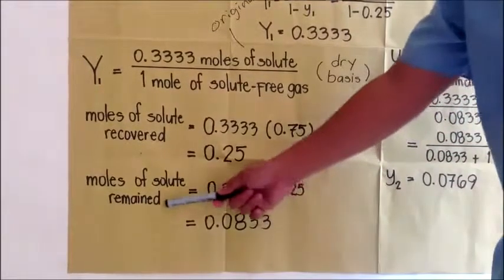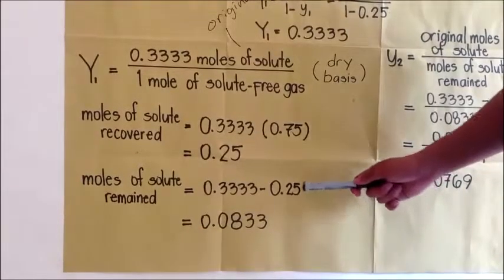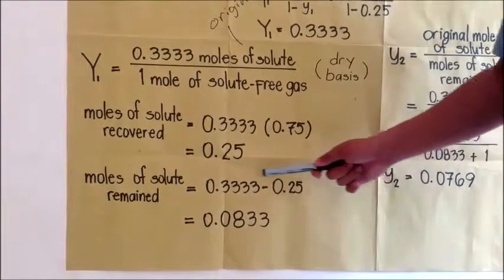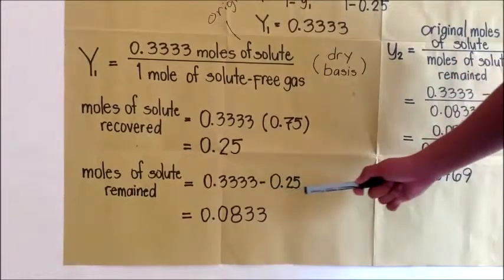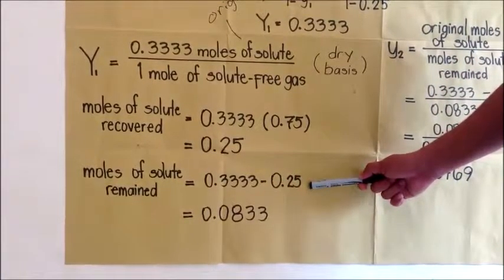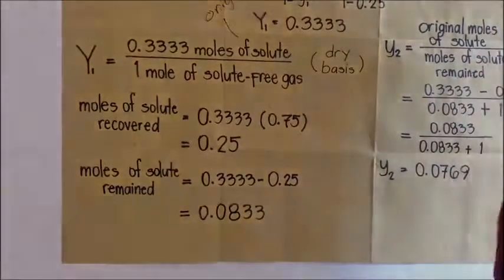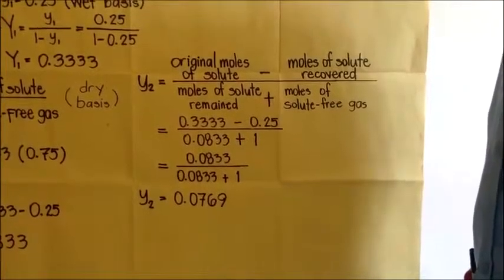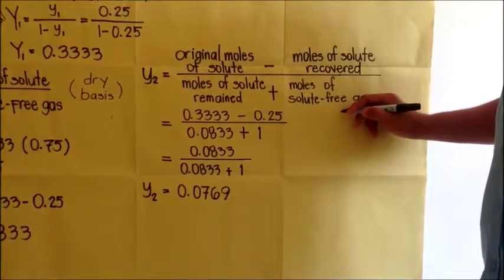For the moles of solute remaining, we will just subtract the moles of solute recovered from the original moles of solute, which is 0.3333 minus 0.25, which has a value of 0.0833. Now, we have the values of the four variables that we are looking for.